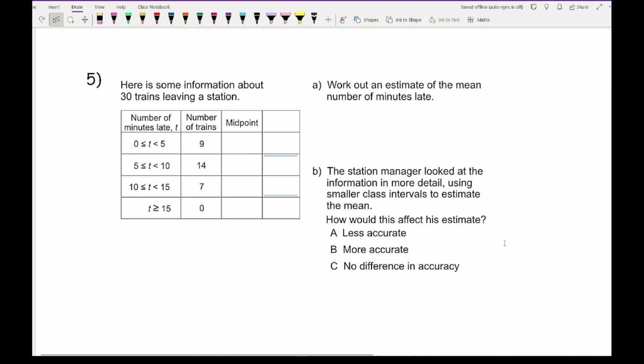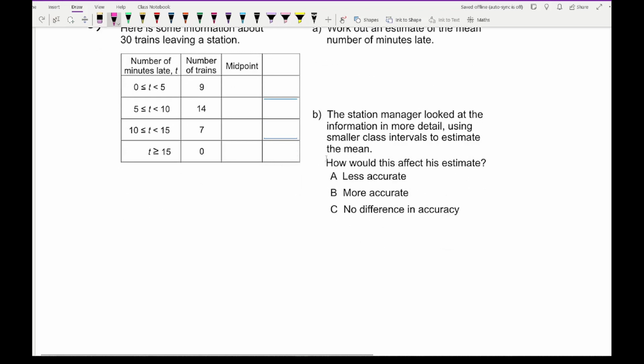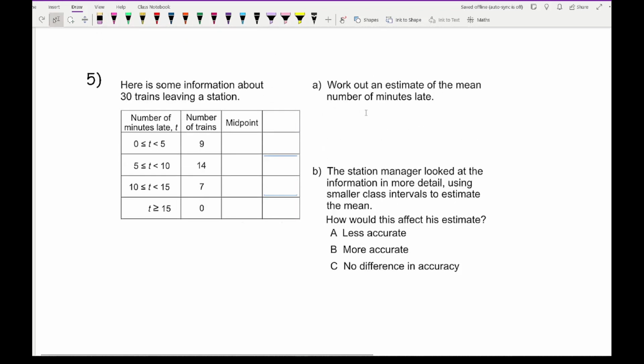And moving on to question 5, it says here is some information about 30 trains leaving a station, and the question is asking us to work out the estimated mean number of minutes in which it's late. So here they've already given us an indication about what we need to fill in our table. So the next thing we need to do is midpoint. So the midpoint is just the number between the upper bound and the lower bound, I should say. So this is going to be 2.5.